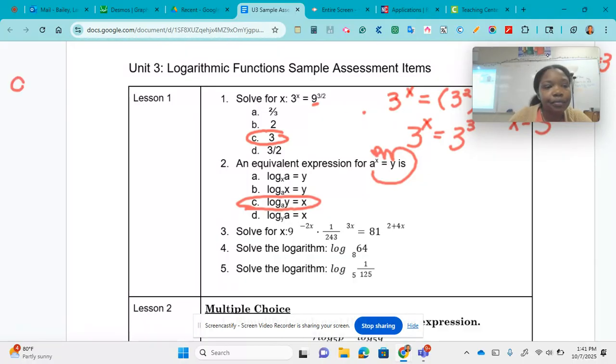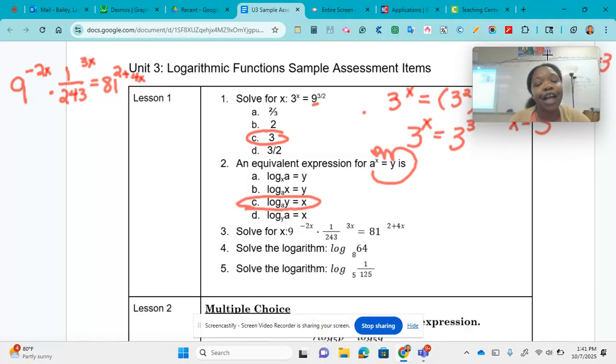9 to the negative 2x power times 1 over 243 to the 3x power equals 81 to the 2 plus 4x power.